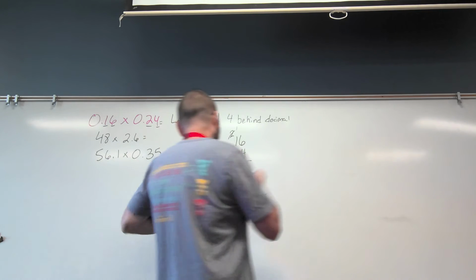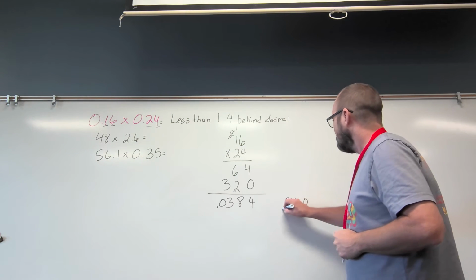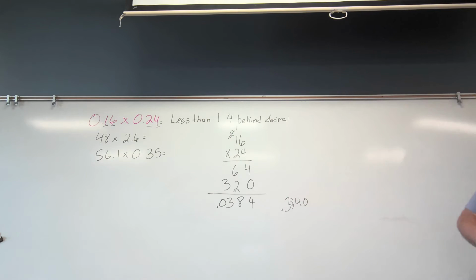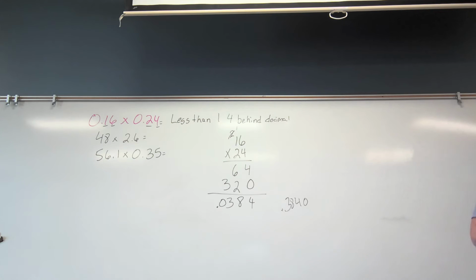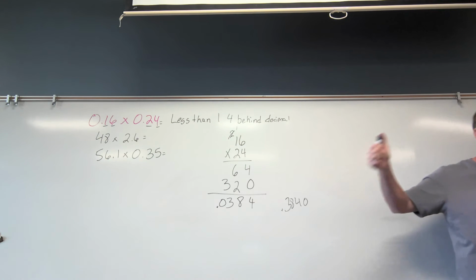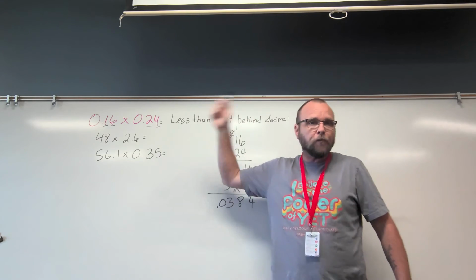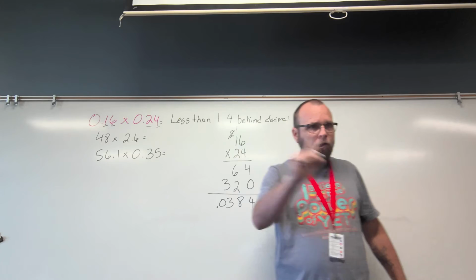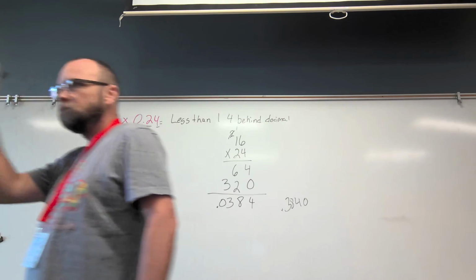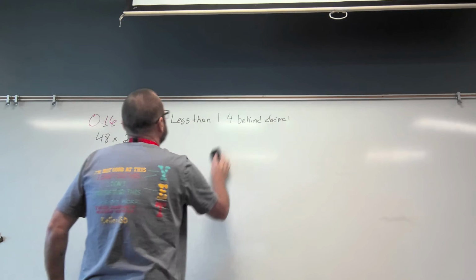If I put it here and put my decimal point here, my answer's larger than both my factors. If I put the 0 here, my answer would be larger than both factors. No, we said it had to be smaller. Yes, we did.